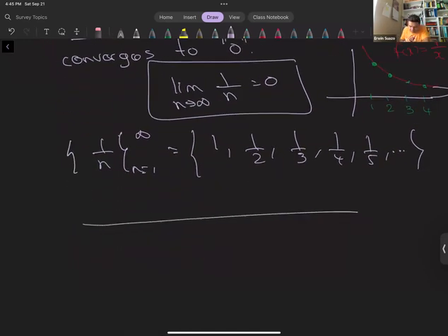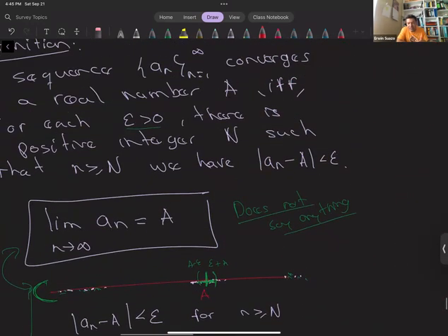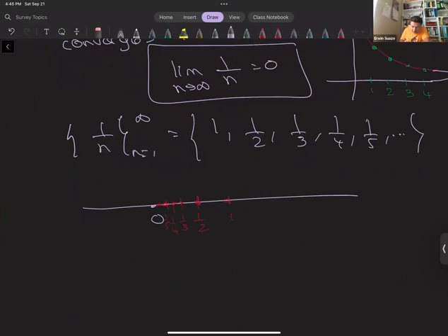So what does it mean? When I do it here, this is 0. So you got 1, 1/2, 1/3, 1/4, 1/5. All these points are getting closer and closer to 0. So what I need to do is, for each epsilon, so any epsilon, you give me a small number. So let epsilon be a fixed real number.